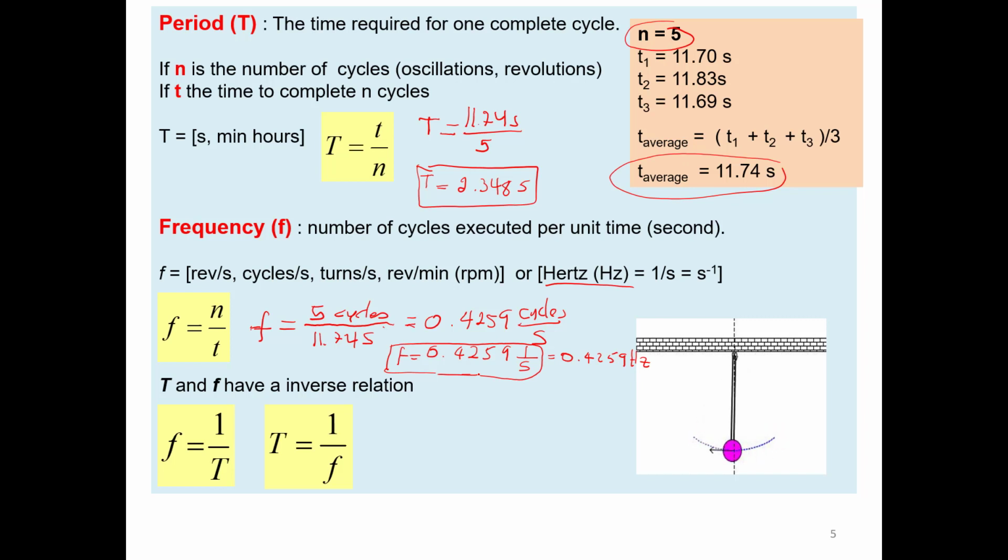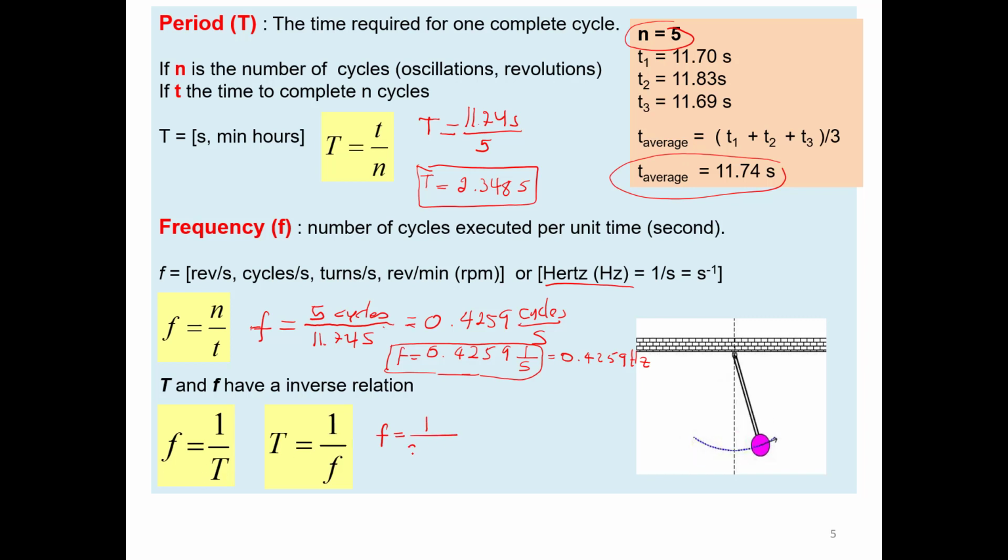Another relation we can find between the period and frequency is this: the period and frequency have an inverse relation. We can test it quickly. If we know the period is 2.348, then we can calculate the frequency as 1/period.